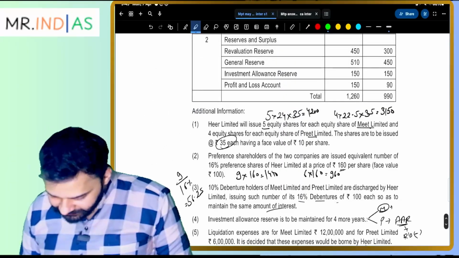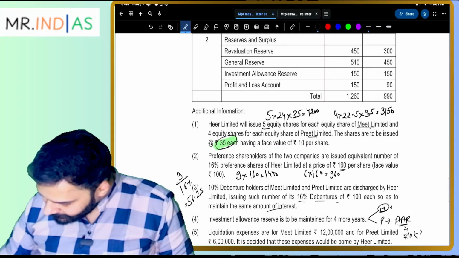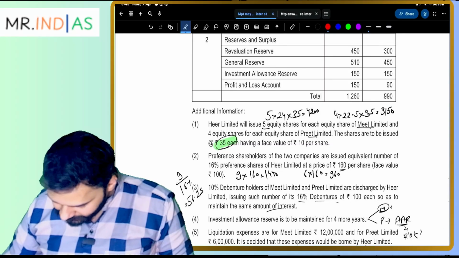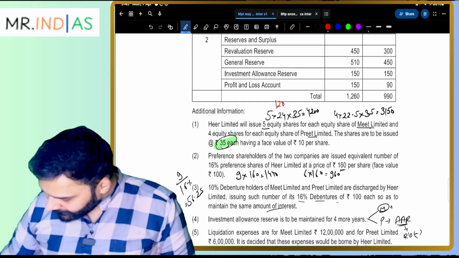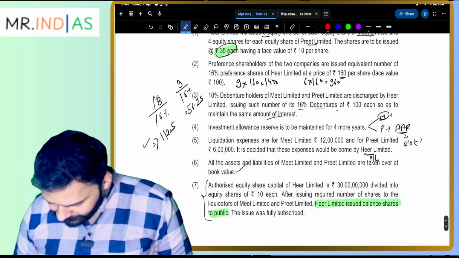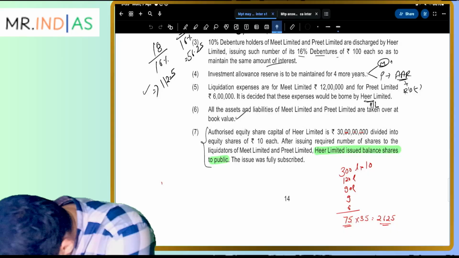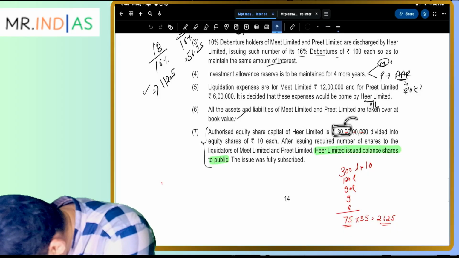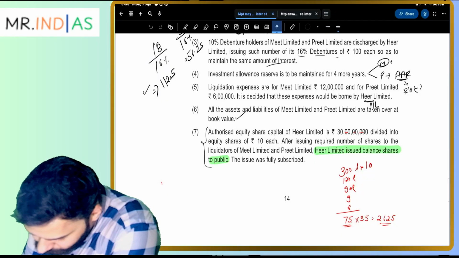The share price is 35. So how many shares had they issued to Meet? Heat Limited issued 5 into 24, 120 shares, and 4 into 22.5, 90 shares. And you have authorized share capital of 3000 lakhs. You have authorized 3000 lakhs share capital, and your balance shares are issued to the public.